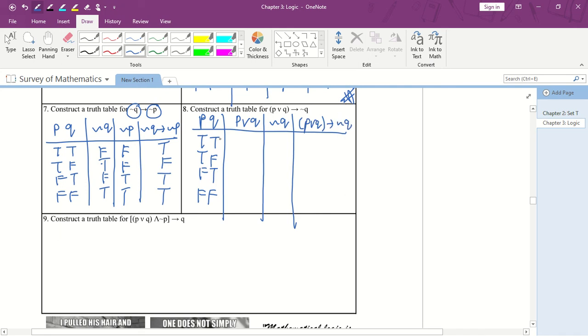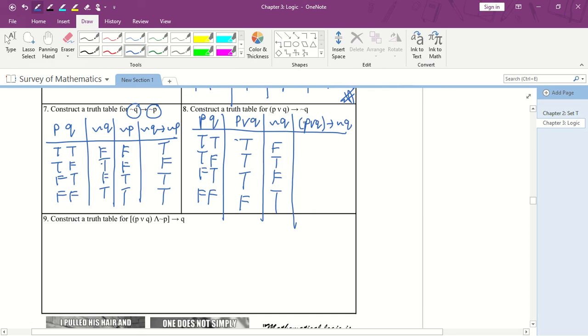Okay. So P or Q, remember, or means as long as it doesn't have both of them false, it is true. So true, true, it is true. True, false, it is true. False, true, it is true. And false, false, it is false. This is the special one of all. And the next one, negation Q. So negation Q means you need to do the opposite. So true, false, here it gives you false, true, okay?